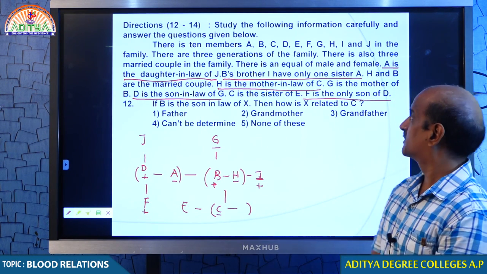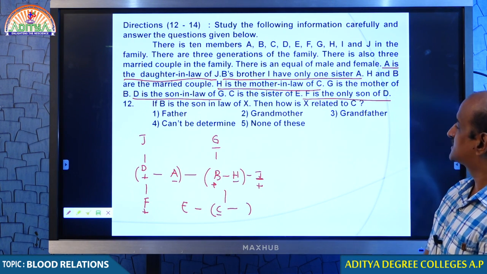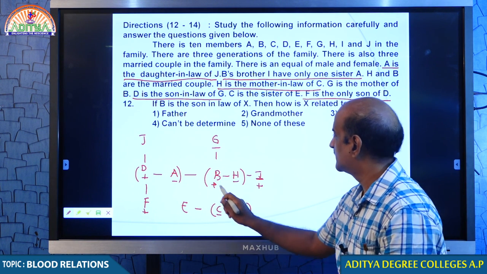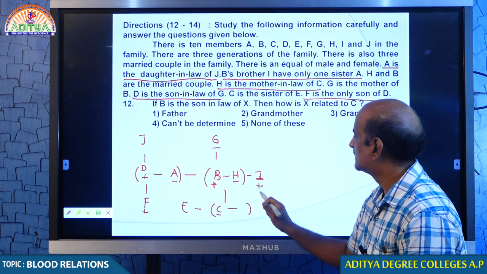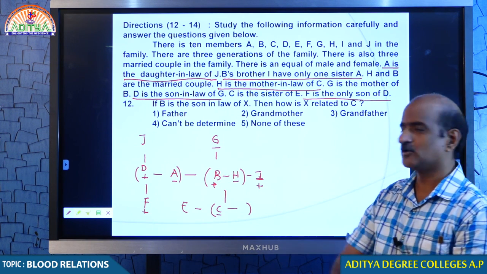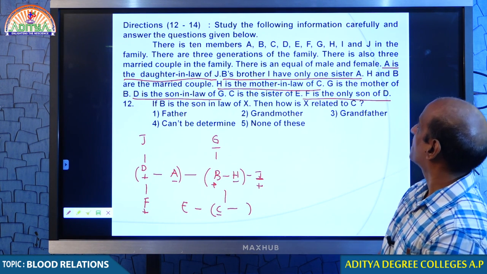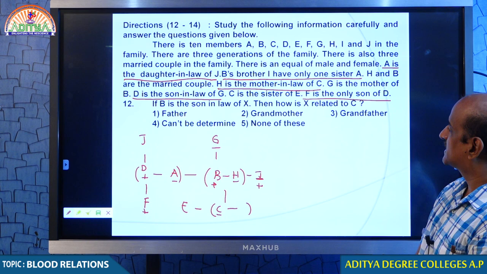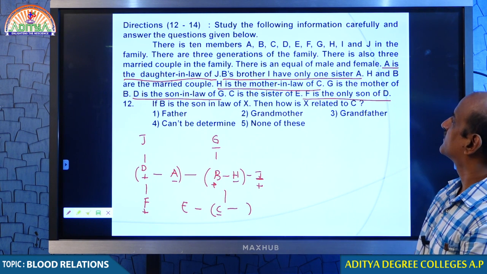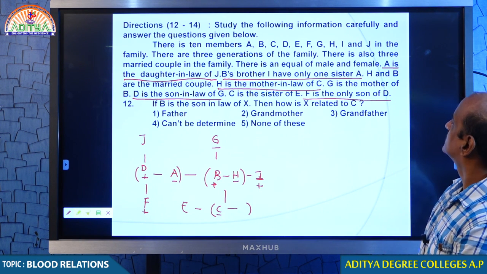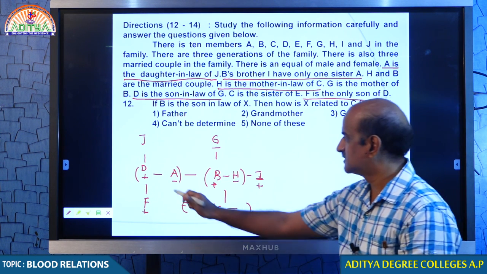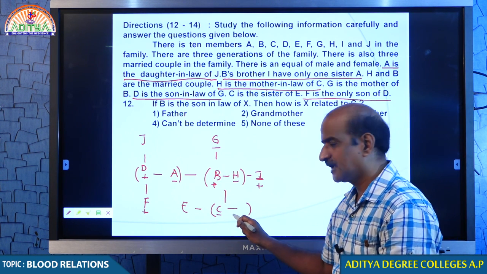Now read the question one by one. There are 10 members, A to J. Check it out, we got all of them: A, B, C, D, E, F, G, H, I, J. Yes, we got all the 10 members. Then there are 3 generations. 1, 2, 3 generations. Then again, there should be 3 married couples. 1, 2, 3 married couples. Of course, the husband is not given.